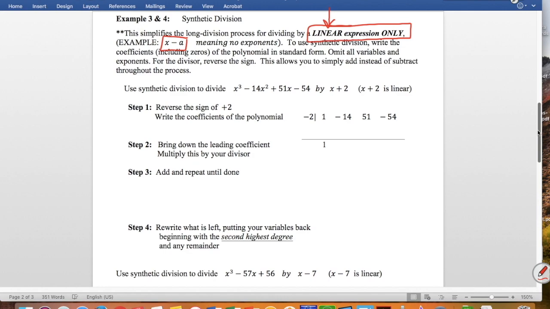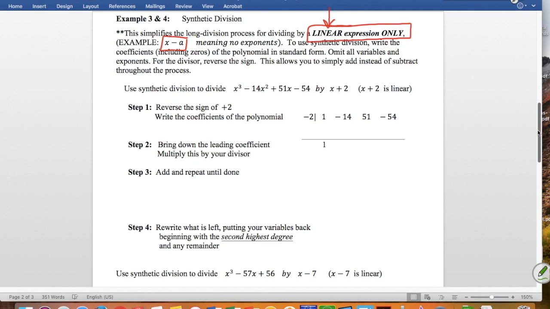You're going to omit all variables and exponents. So for the divisor, reverse the sign. This allows you to simply add instead of subtract. So we're not going to have to remember to distribute that negative through like we did in long division. So here's the example. We're going to use synthetic division to divide x cubed minus 14x squared plus 51x minus 54. We're going to divide by x plus 2. X plus 2 is linear. There is no exponent in my divisor, so I can use synthetic division.